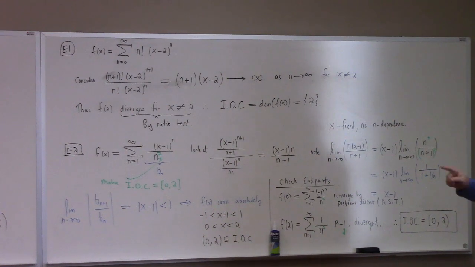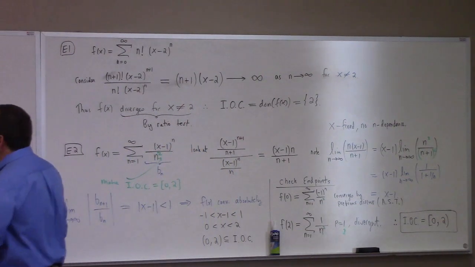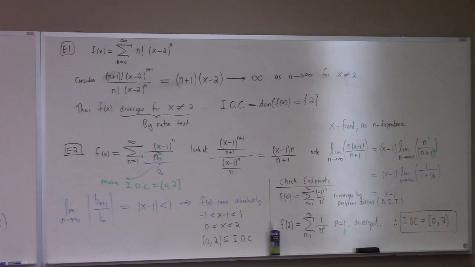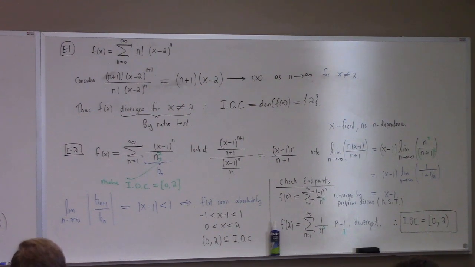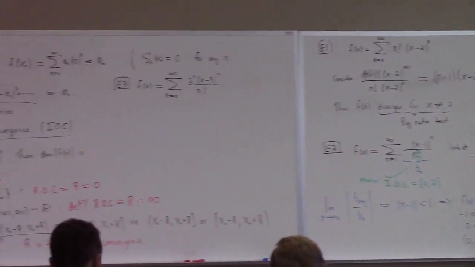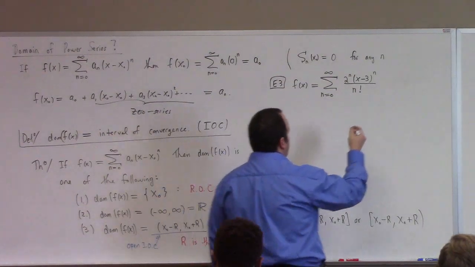Let's see here. We still haven't seen case 2. What do you think would be a good example of case 2? How about this? What if we have f of x equals the sum from n equals 0 to infinity of 2 to the n times x minus 3 to the n over n factorial? So this is a power series centered at 3, right? And we can try to find its interval of convergence.